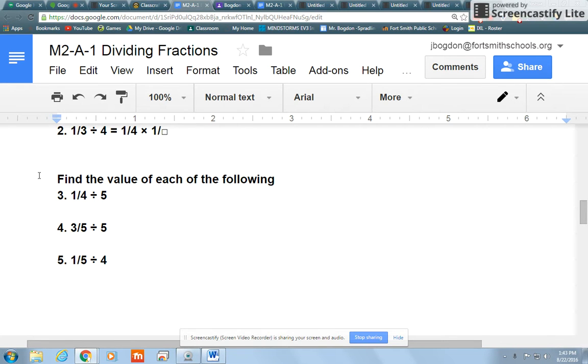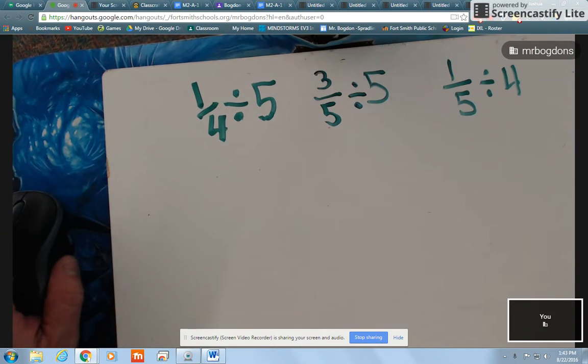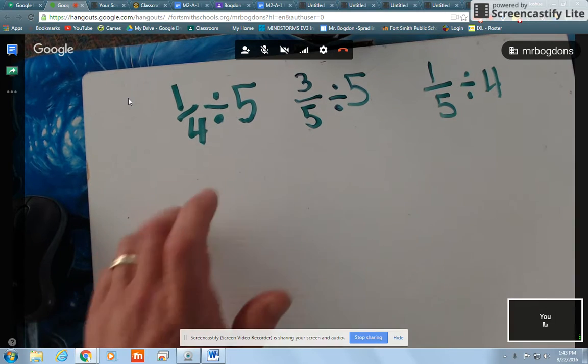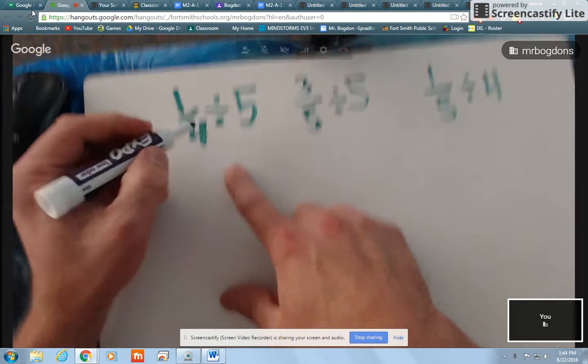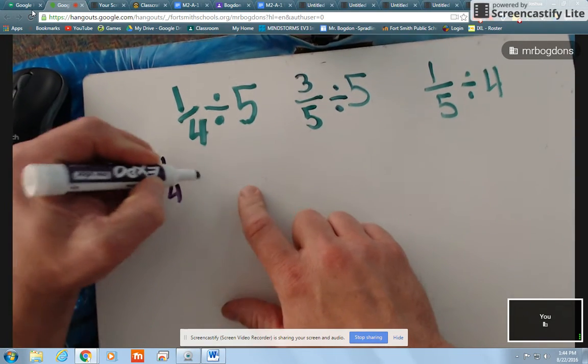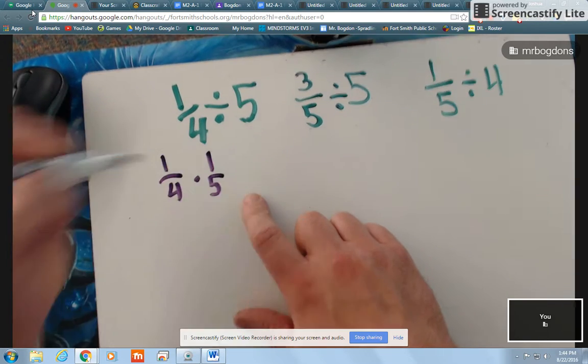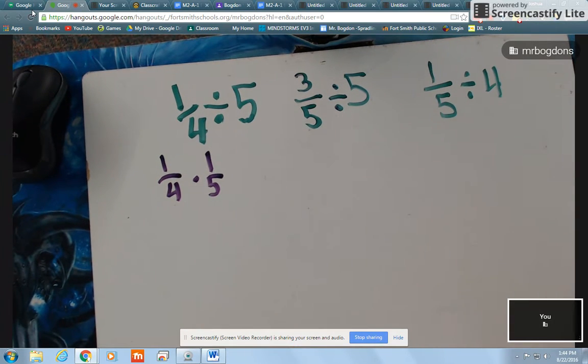So I asked you to come up with a way of rewriting each of these as a multiplication problem. So I would love it if people that haven't participated yet would step up and give me some ways to write these as multiplication problems. Antoine. 1/4 times 1/5. Another way I could say that is 1/5 of 1/4.